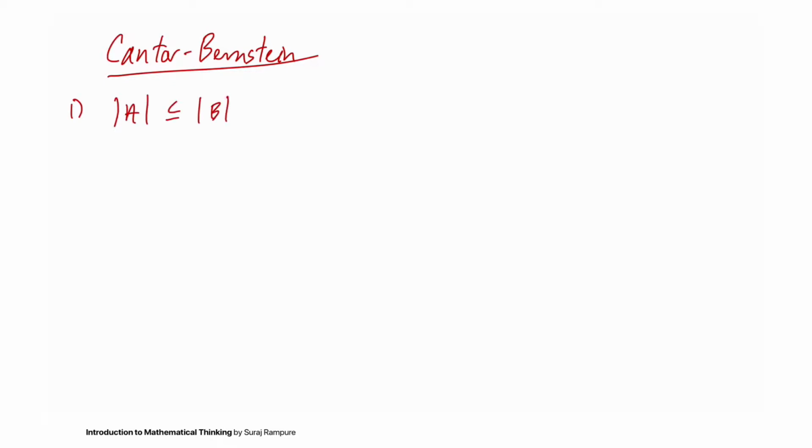So in order to help us show that the rational numbers are countably infinite, we're going to introduce a new theorem. It's called the Cantor-Bernstein Theorem, okay? And it has two parts. The first says that if the cardinality of A is less than or equal to the cardinality of B, and the cardinality of B is less than or equal to the cardinality of A, it tells us that A and B have the same cardinality.